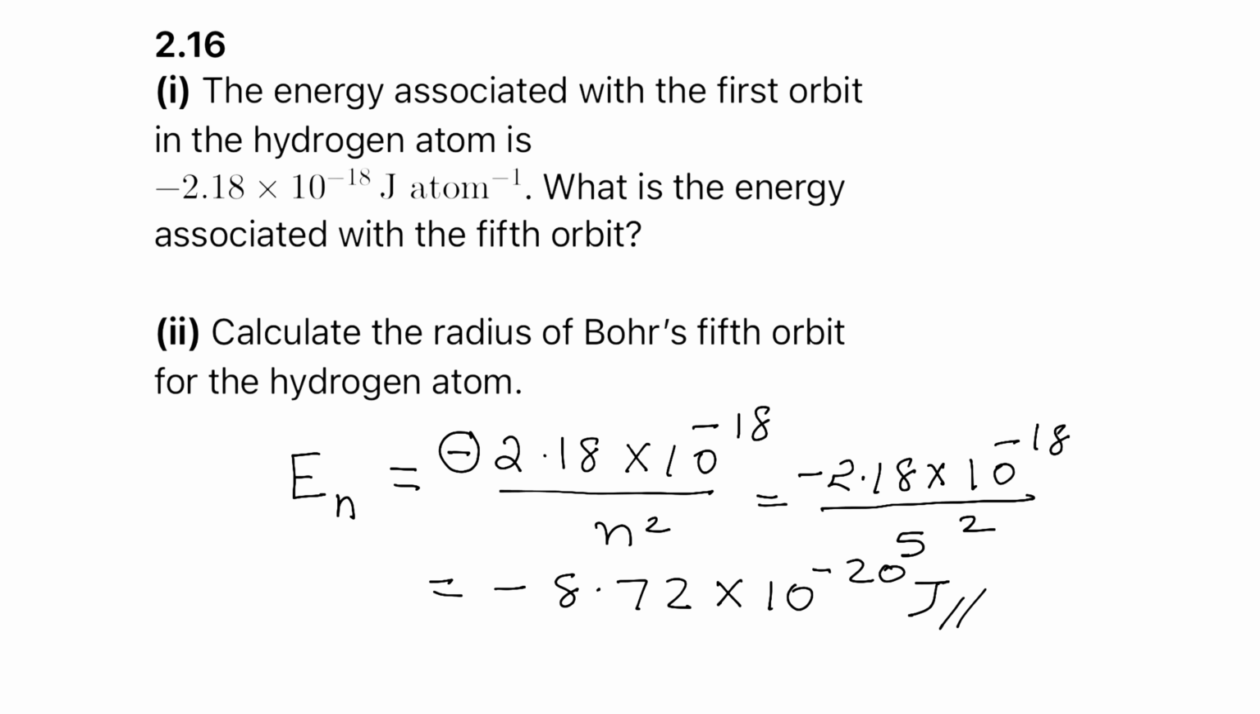Direct substitution. Now sometimes they will ask like this: find the energy associated with the first excited state. First excited state means second shell. Second excited state means third shell. Third excited state means fourth shell. Keep that in mind. Instead of asking directly, they can ask like that.